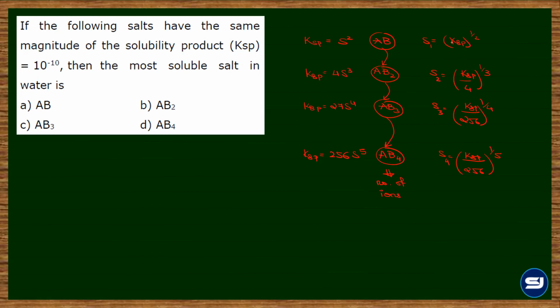So the shortcut trick is, if the salts have the same Ksp, then more the ions, more is the solubility. So this will be the detailed explanation, but the shortcut trick is more the ions, more is the solubility. And so we have to go with answer D.